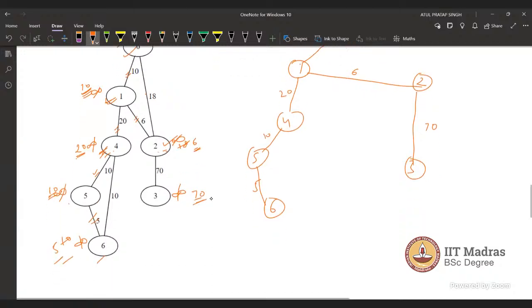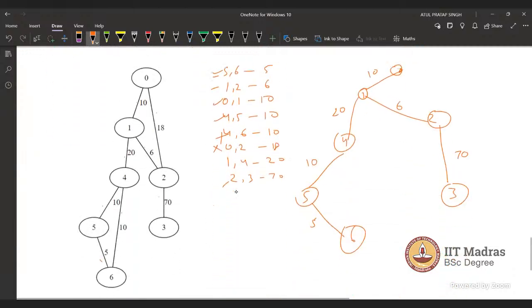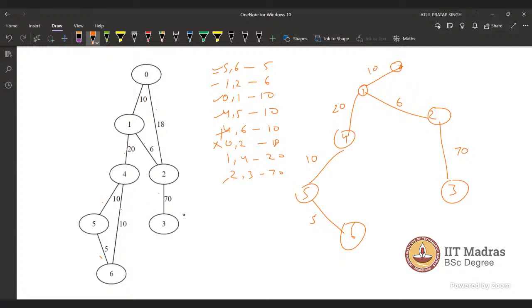But it can return a different spanning tree. For example, if we take this edge before 0, 1, then it will select 4, 6 first. So if the graph has edges with similar weights, there is a possibility of creating different minimum spanning trees using Kruskal's algorithm.